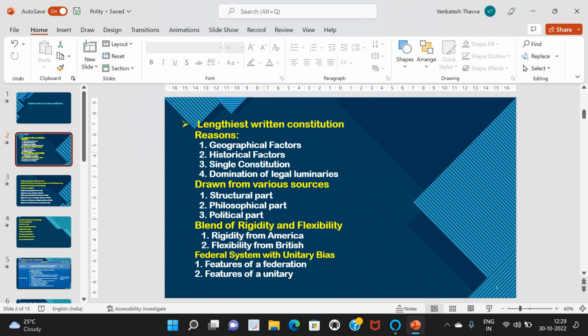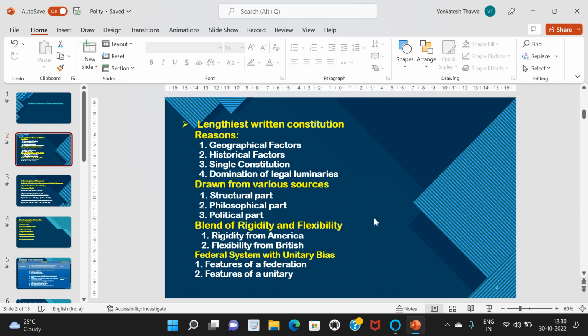Next feature is drawn from various sources. The Constitution of India has borrowed most of its provisions from the constitutions of other countries as well as from the Government of India Act of 1935. The structural part of the Constitution is derived from the Government of India Act of 1935. The philosophical part is derived from the American and Irish constitutions. Here, philosophical part means fundamental rights and directive principles of state policy. Next, coming to the political part, it is derived from the British Constitution.